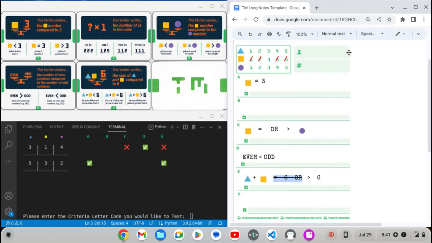So that means that for triangle, we know it can't be 1, it can't be 2, and it can't be 3, because 3 plus 3 gives us 6. But 4 and 5 both give us a sum that's greater than 6. Okay. And let's see, I think we can deduce.